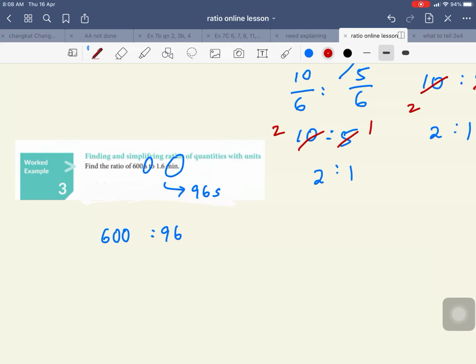Now please take note that you do not write your units when you write the ratio. So lowest term, you will get 25 is to 4. Okay, I will skip the part on reducing to the lowest term. I'm sure you can do that already.